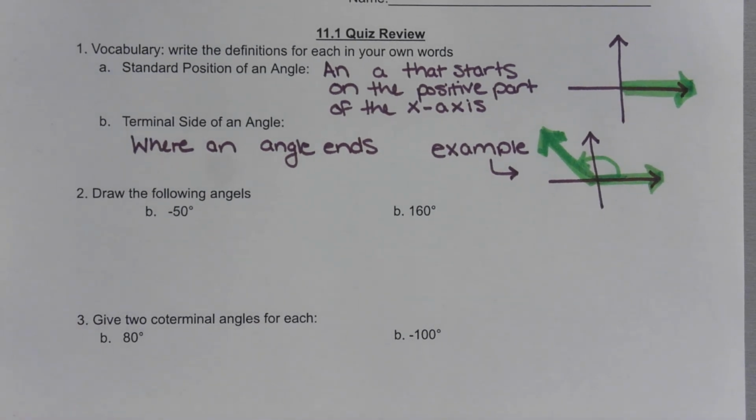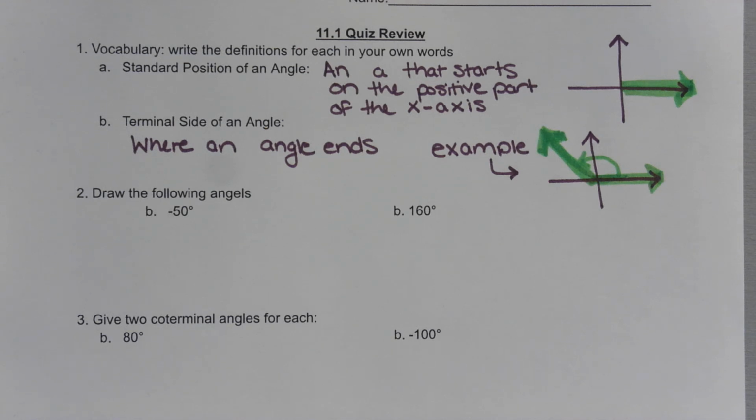So what is an angle in standard position? Remember, our angle in standard position has to always start on the positive part of the x-axis. It can end wherever it ends, but it has to start on the positive part of the x-axis. That's kind of like a board game. We all start in the same spot on a board game, right? You don't start in different locations. Same thing here. We're going to start in the same spot, and it's always going to be the positive part of the x-axis.